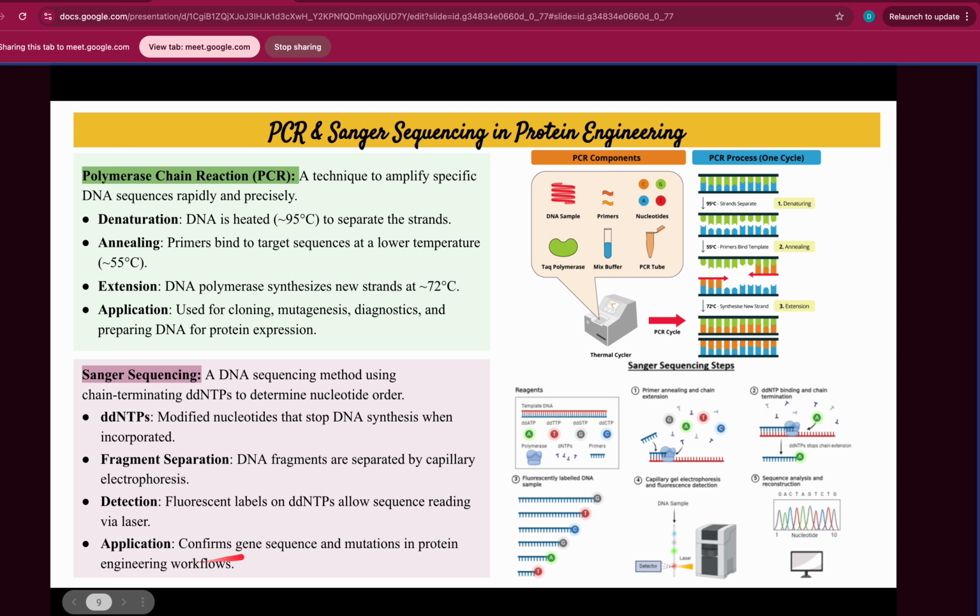The application is that it confirms the gene sequence and mutation in protein engineering workflows, because in protein engineering we are trying to engineer a protein to bring about new functionality. One way in which we change the function is by bringing about a mutation, and to verify whether the mutation which we induced in the PCR actually happened or not, we need to perform sequencing.